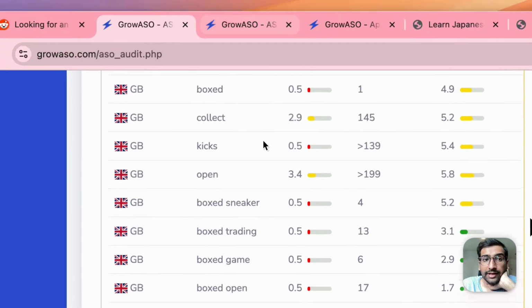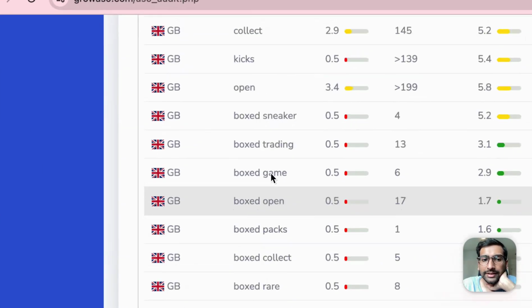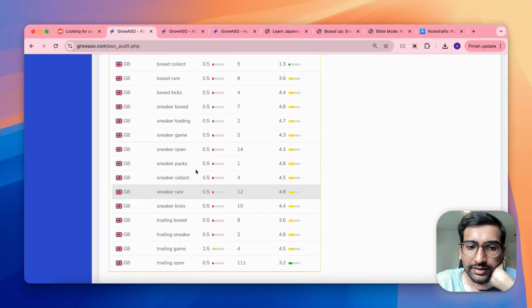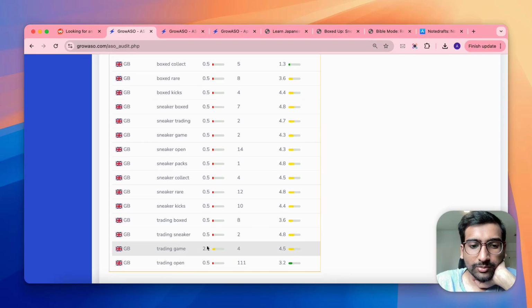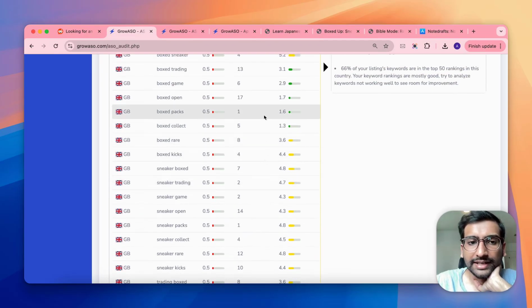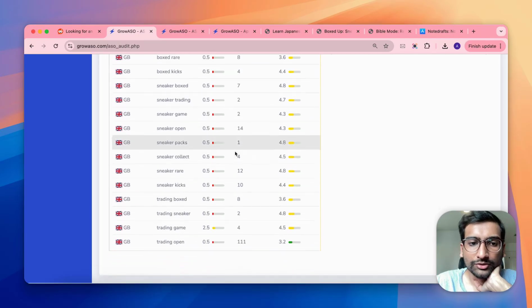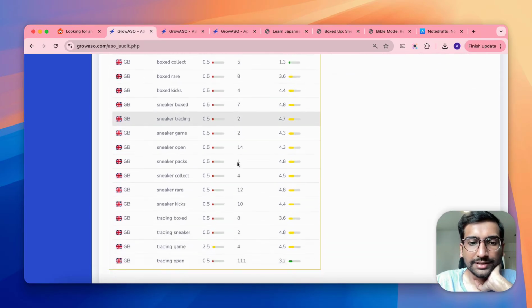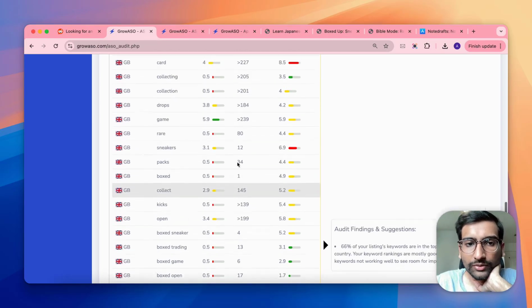While this is happening, let's look at the one that we had skipped. So sneaker trading. Oh wow, this is pretty good. Trading game is a 2.5 traffic keyword, and you're ranking at number 4 for it. So this is pretty solid. The thing is, again, it's ranking really well for most of these keywords, but the traffic is super low. So that's going to be the catch.